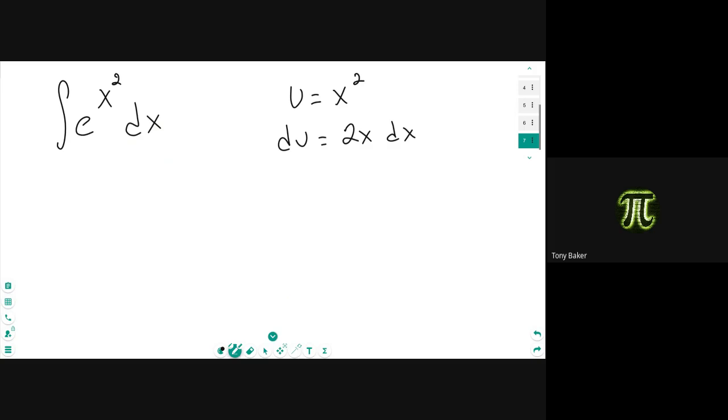This is actually a problem you'll never be able to do. Well, you won't be able to do it through Calc 2. Might be able to do it in Calc 3 if they talk about it. This one is actually known as a non-elementary solution, so it doesn't have a simple answer. You know how you have imaginary numbers? This ends up giving an imaginary function.